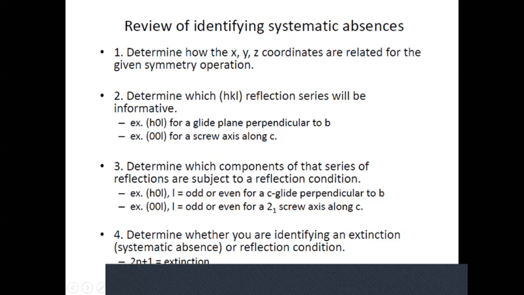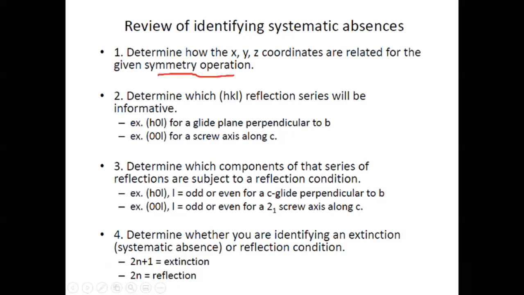So just to kind of review how you should do this. It's always good to write the symmetry operation, to determine what X, Y, and Z coordinates become negative, which ones you translate through, etc. Then from there, you can determine which HKL reflection series would be important based on which X, Y, Z coordinates stay the same, become negative, or translate. So for example, if you have a glide plane perpendicular to B, you would look at the H0L reflections. Now, depending on which axis you translate along, that's the one that's going to satisfy the even or odd criteria.